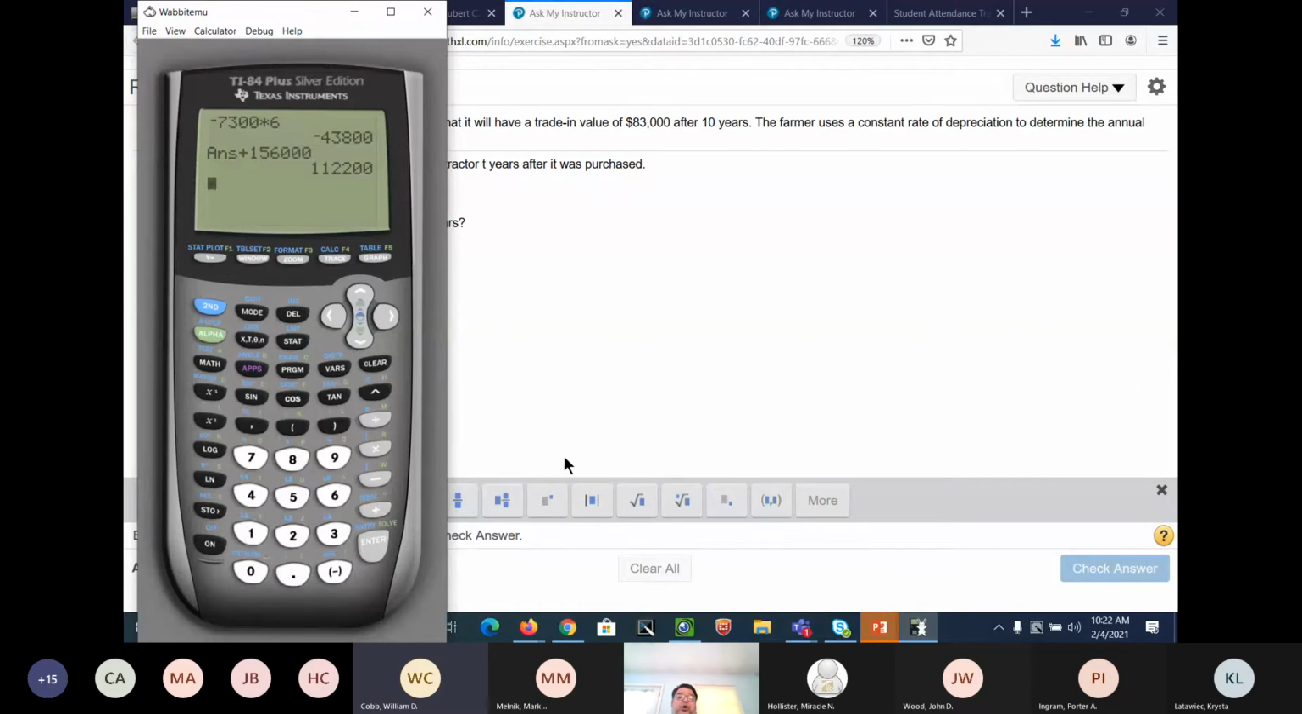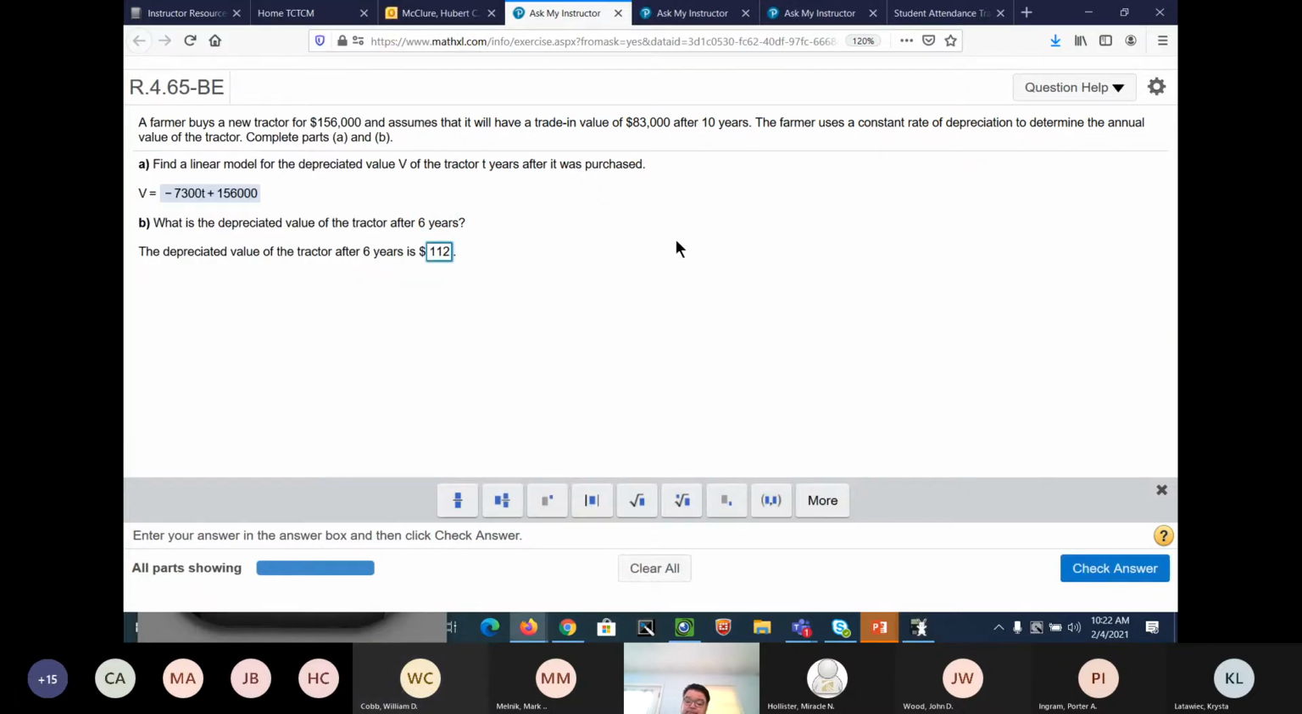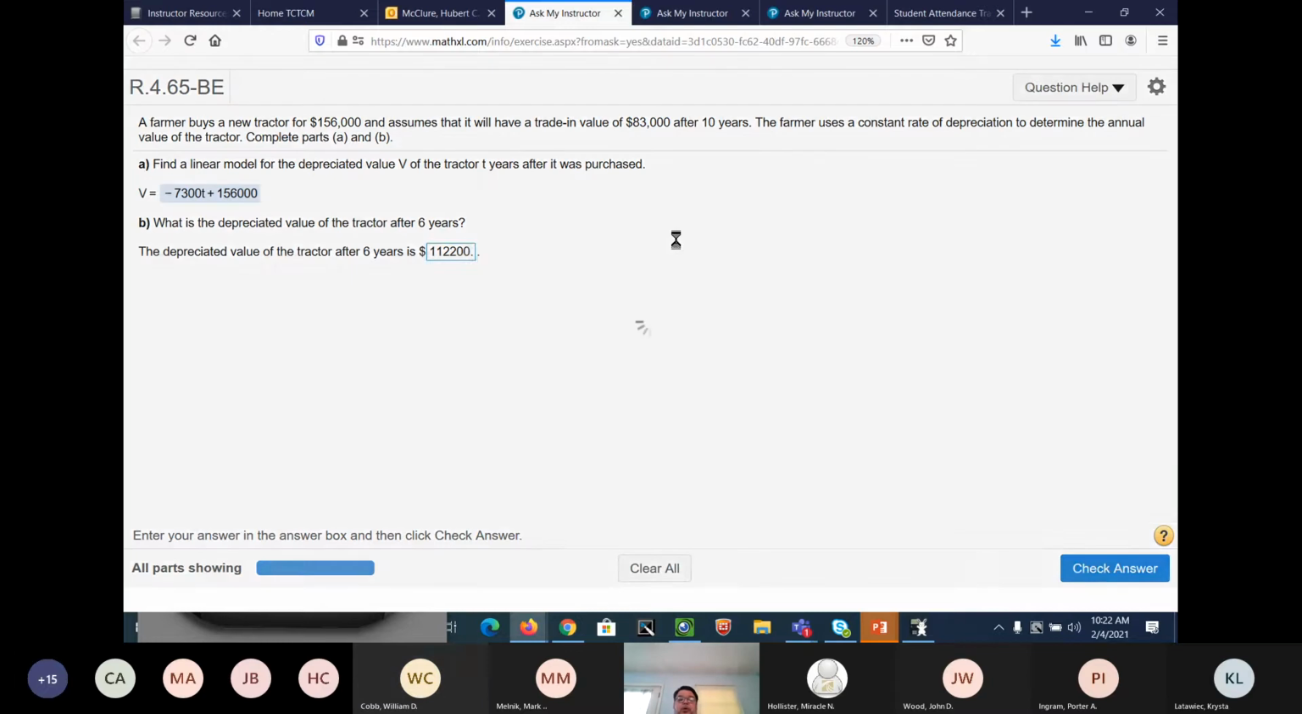So that tractor is worth $112,200. Does that mean that you get that if you trade it in? Oh, hell to the no. If you trade that tractor in, they're going to give you maybe $100,000, $90,000 for it. Because what are they going to do? They're going to clean it up, vacuum out the cab, service it, and put $100,000 on it.